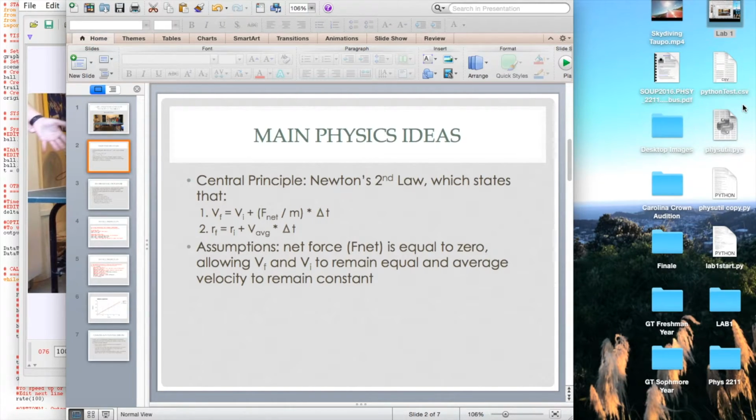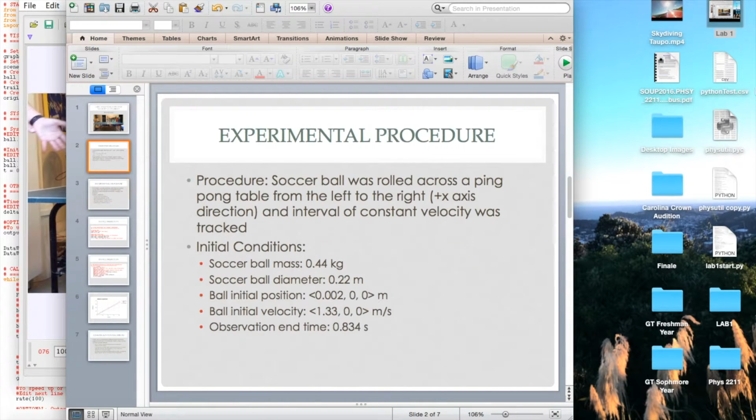Now, an iteration of Newton's second law used in the computational model takes into account the net force being 0. In the second equation, it calculates the new position and adds onto it by changing the delta t slowly in each data point. In this experimental procedure, the ball was rolled in the positive x-axis direction and the interval of constant velocity was tracked using the tracker application.